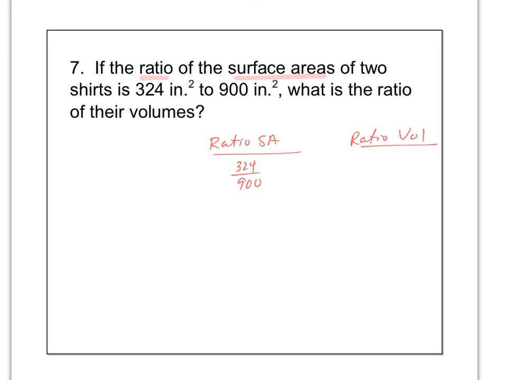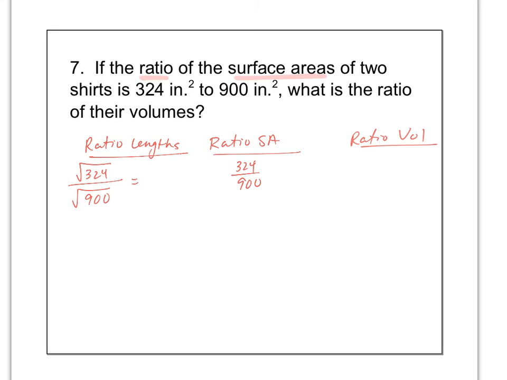Normally what we do is we take the ratio of the lengths and then we cube those, right? So we have to work backwards first and find the ratio of the lengths. So think of what we normally do. Normally we take the lengths ratio and we square them to get the surface area ratio. Well, to work backwards, you're going to have to square root them. So we're going to go back here and we're going to take the square root of 324 over the square root of 900.